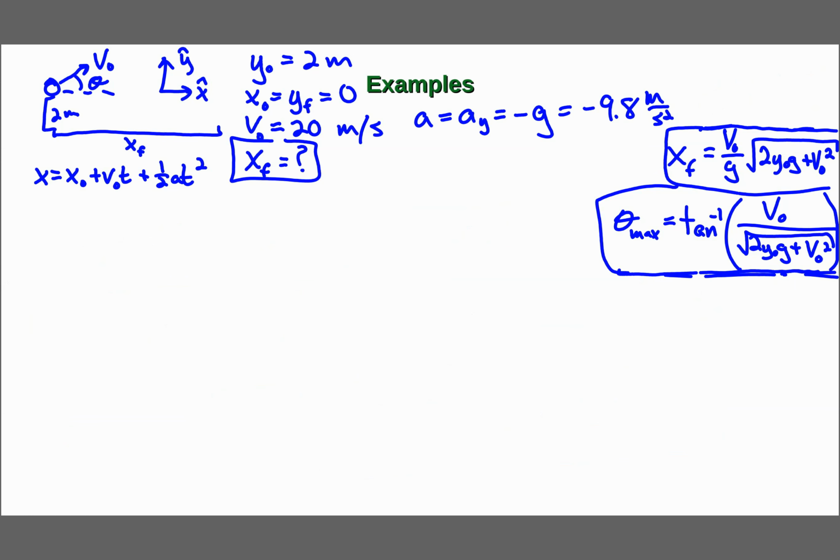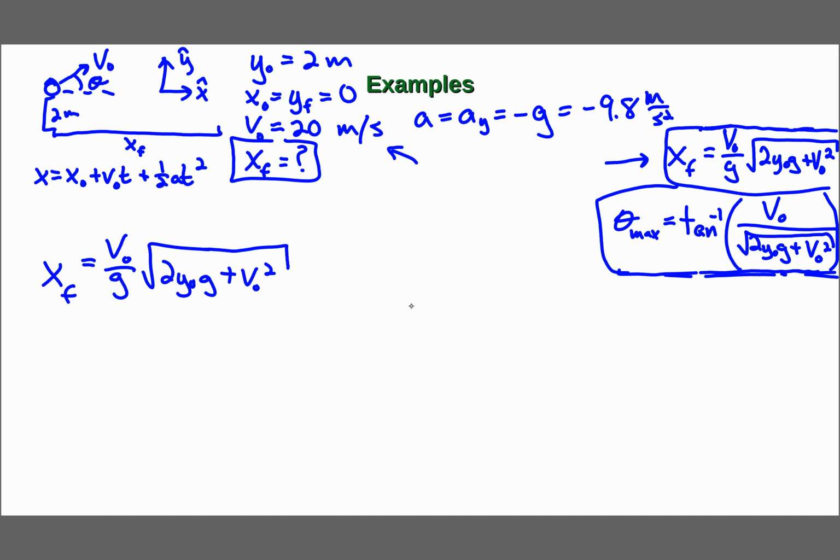So now let's return to our particular problem. Our problem asked us, how far can we throw it if we release the ball 2 meters above the ground with a speed of 20 meters per second? What's the maximum distance we can throw it? Well, now we have our general answer, and it's just a matter of plugging in numbers. So we have x final equals v naught over g times the root of 2 y naught g plus v naught squared. Okay? This is the answer.